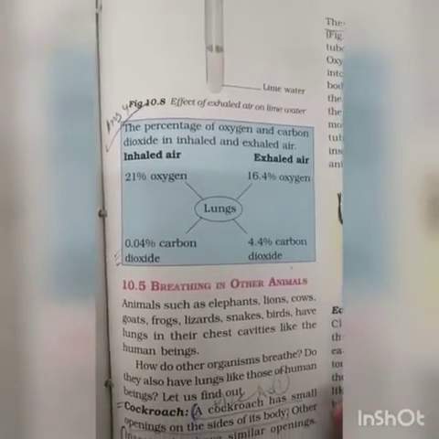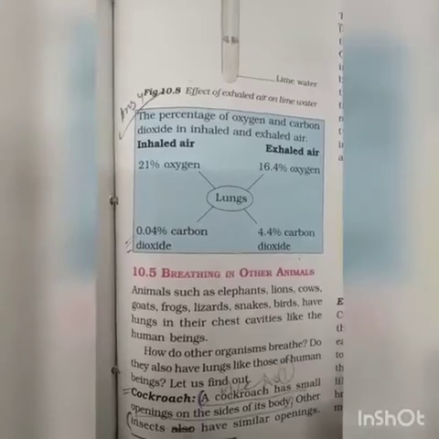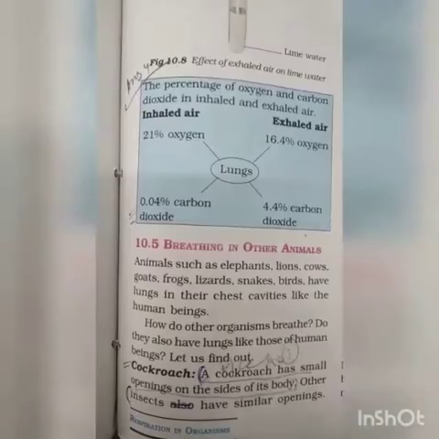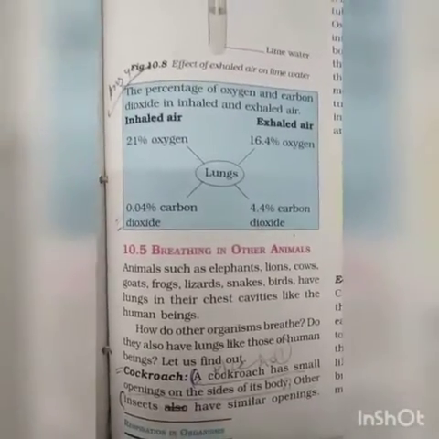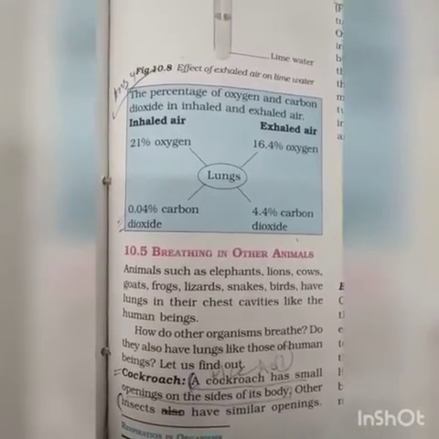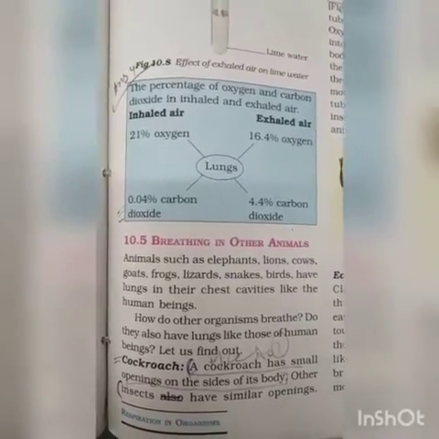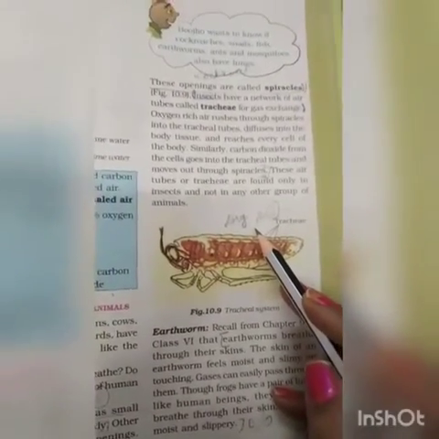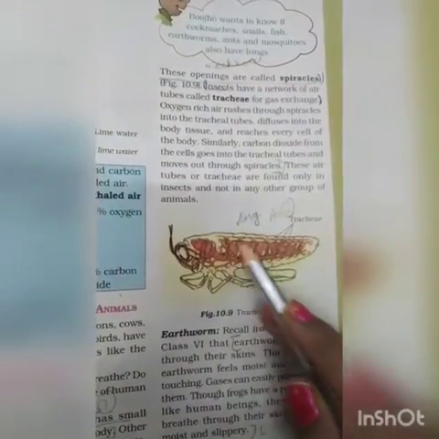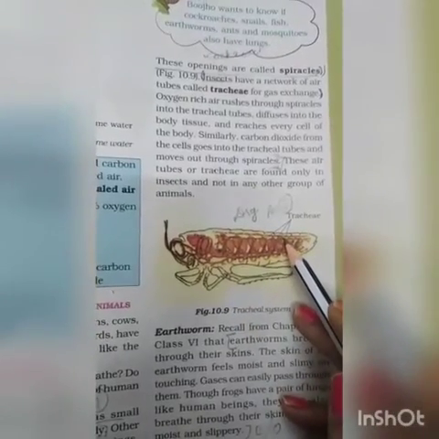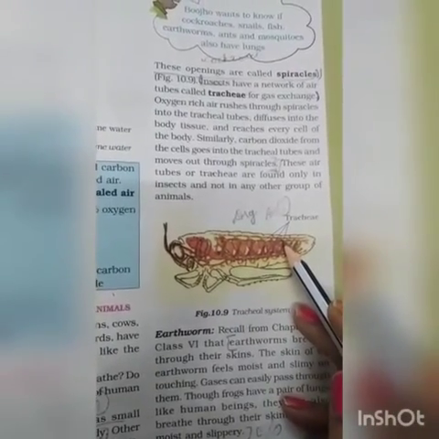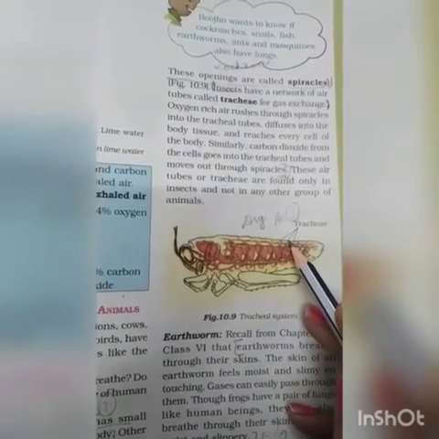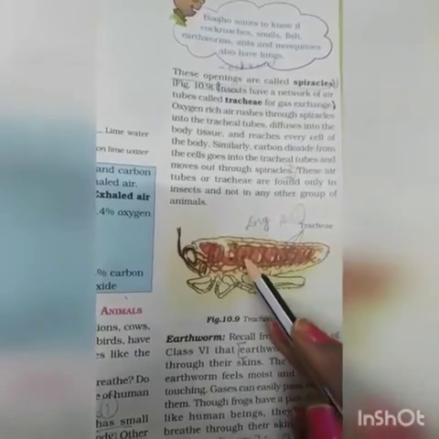Like human beings, breathing is also found in other animals. So here we discuss some animals. First is the cockroach. A cockroach has small openings on the side of its body, and other insects also have similar openings. These openings are known as spiracles. Insects have a network of air tubes. You can see in the picture, the cockroach has a network of air tubes called trachea, which is found for gas exchange.